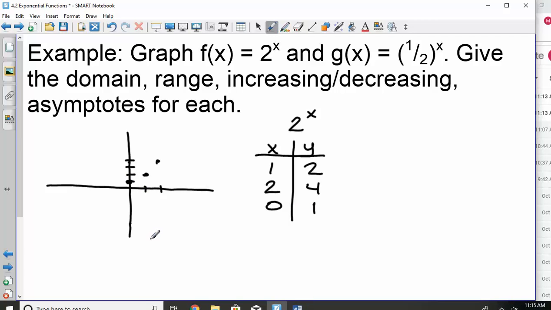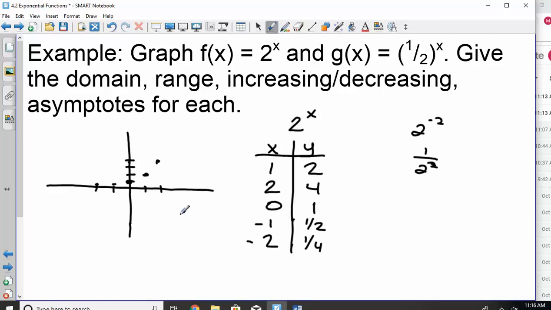Is that enough to tell what my graph's doing? Maybe not. Let's put in like a -1 and -2. A negative flips, right? So if I have 2 to the -1, what that means is 1 over 2. So 2 to the -1 gives me a 1/2. If I put in a -2, 2 to the -2 means 1 over 2 squared. So we would get 1/4.